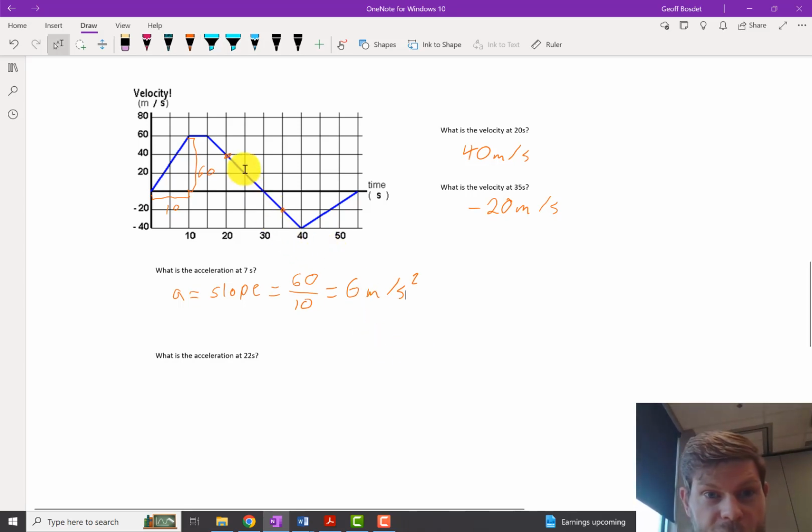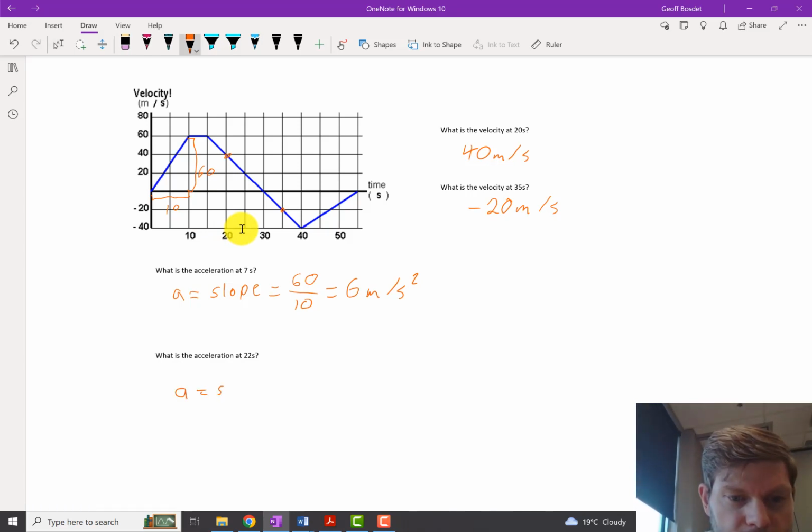At 22 seconds, that puts us along this line right here. Again, acceleration is the slope. It's the change in velocity divided by change in time. It's the rate of change in velocity. So that's what we're looking for. So again, A is the slope, and we'll just use our other line.